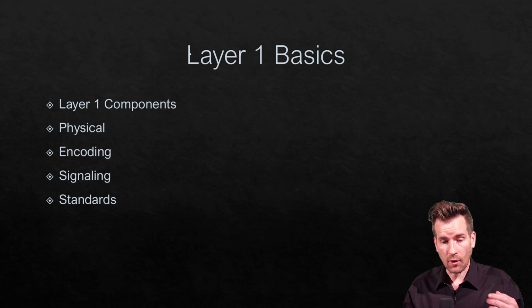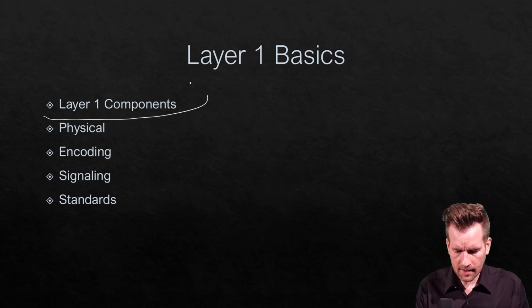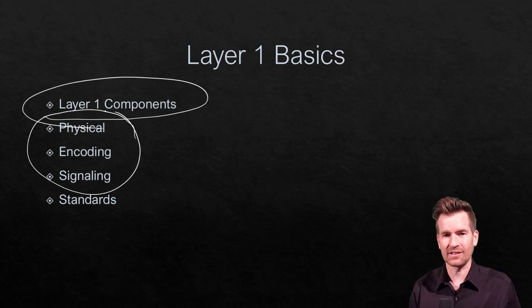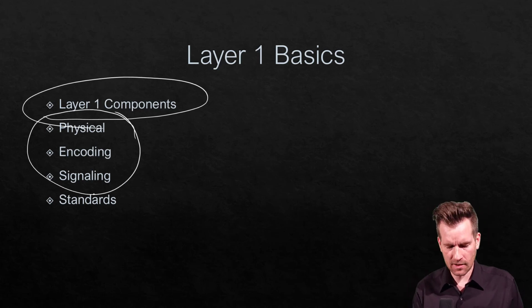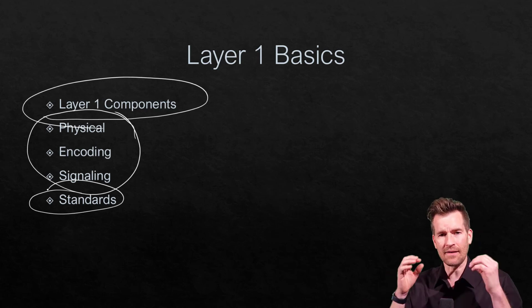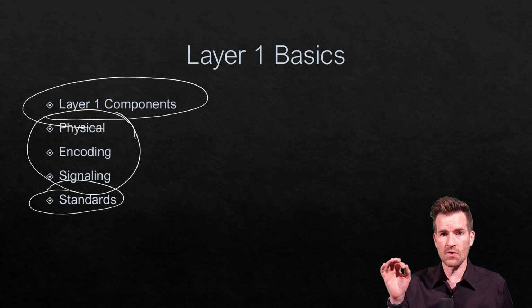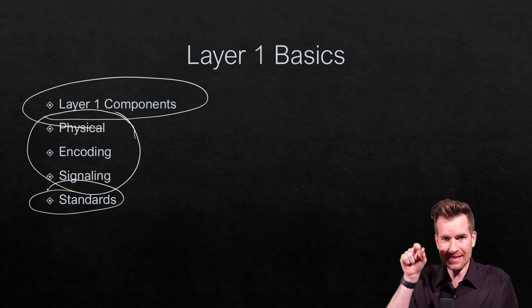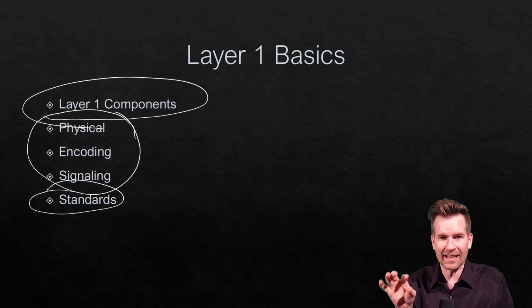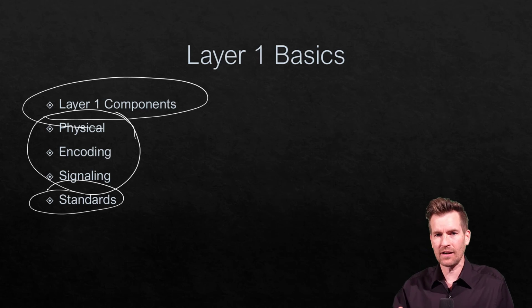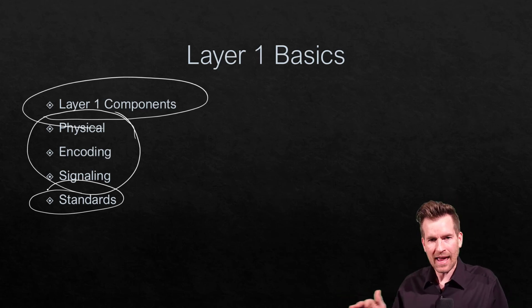So there you have it. We've talked about the layer 1 components, the layer 1 components being physical, encoding, and signaling. And then we talked about some of the standards that are out there. Once again, you don't need to know all the nuances of the different standards that are out there. Just know that these exist, and it gets pretty complex as we dig down into what is defined and the dimensions of the physical layer and how the encoding and the signaling happen.